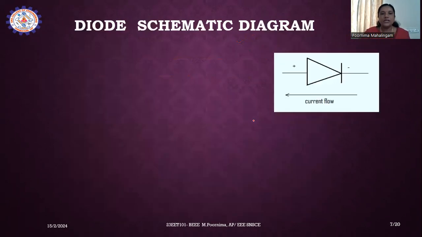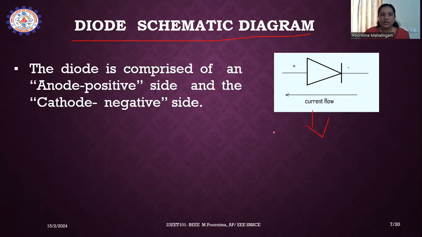Okay. Next is the diode schematic diagram. This is the symbol of the diode. The diode is composed of the anode, the positive side, and the cathode, the negative side.